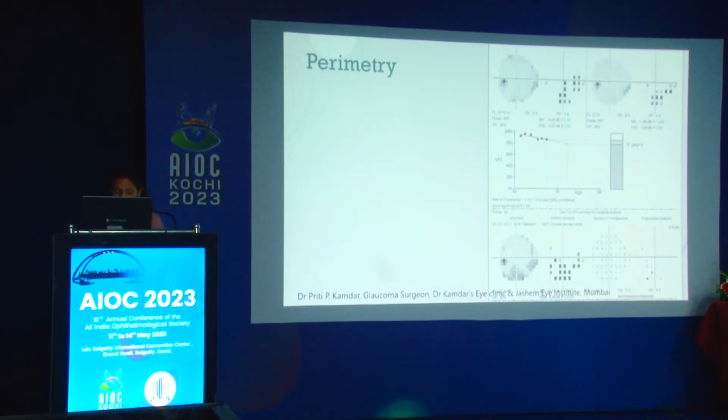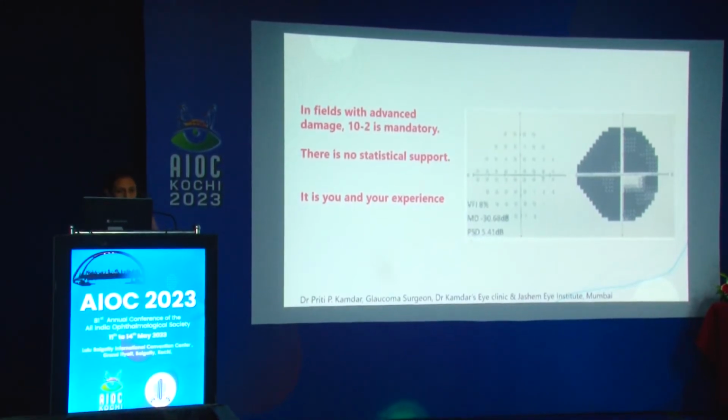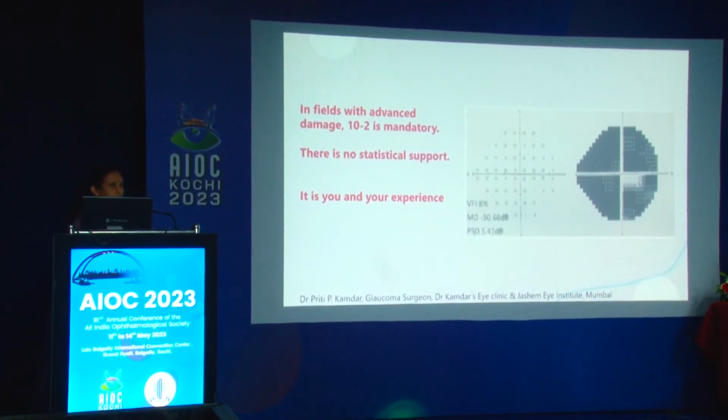And here you will see in the guided progression, the glaucoma progression analysis, the fluctuations are higher with damaged areas and fluctuations are the norm. In fields with very highly damaged field like this, 10-2 is mandatory. It gives you more to play with. And there is no statistical support. The statistical support is only for mildly and moderately damaged spots.